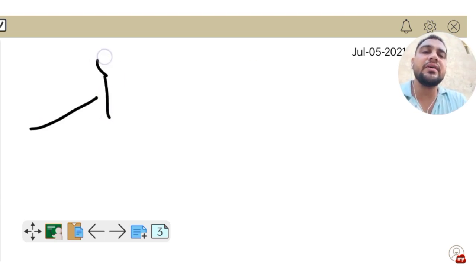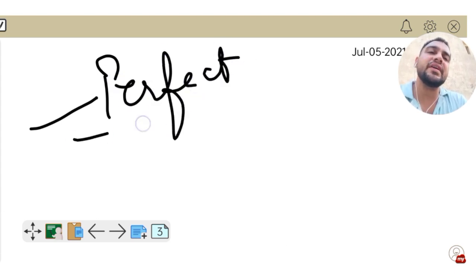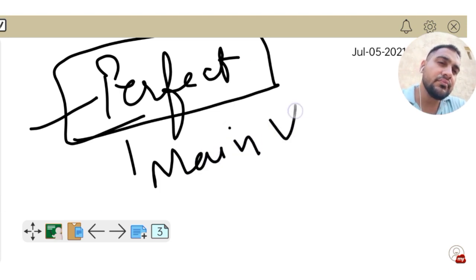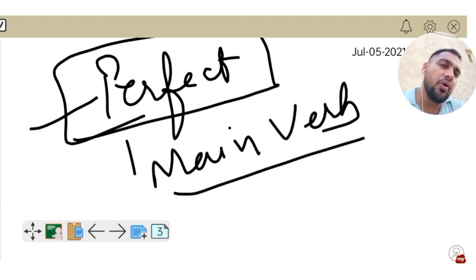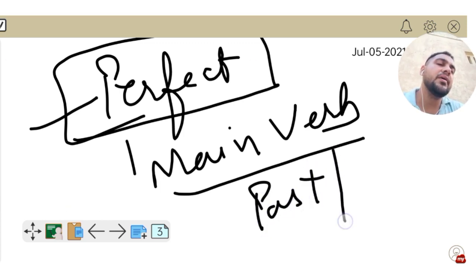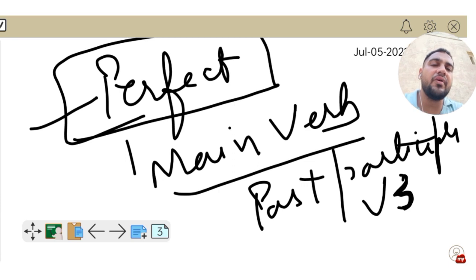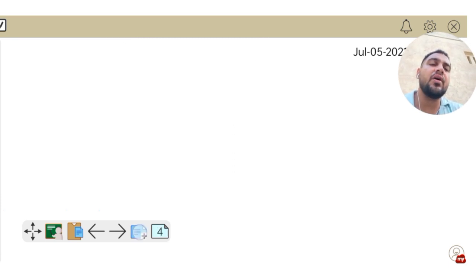Whenever there is a perfect tense, not perfect continuous but perfect tense, the main verb, or action verb, is always the past participle, that is the verb's third form. Always the third form of the verb is used in the past perfect or any of the perfect tenses, not perfect continuous. So perfect tense will always take the main verb in its third form, the past participle.